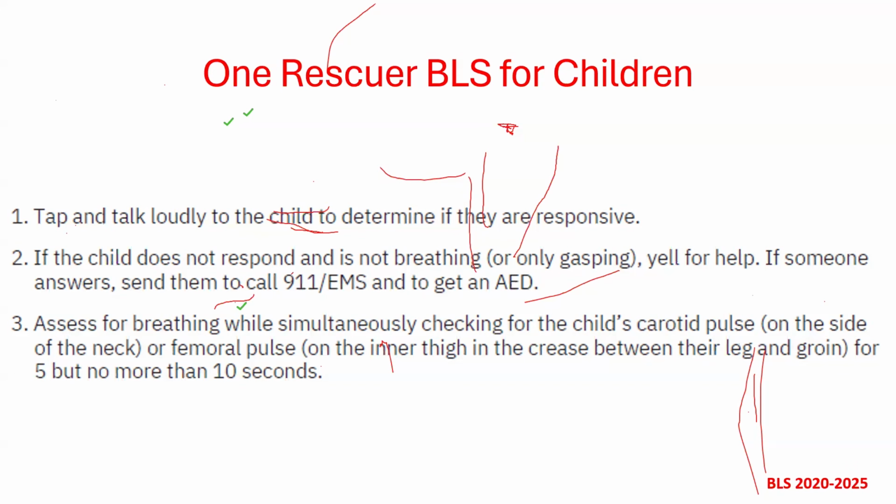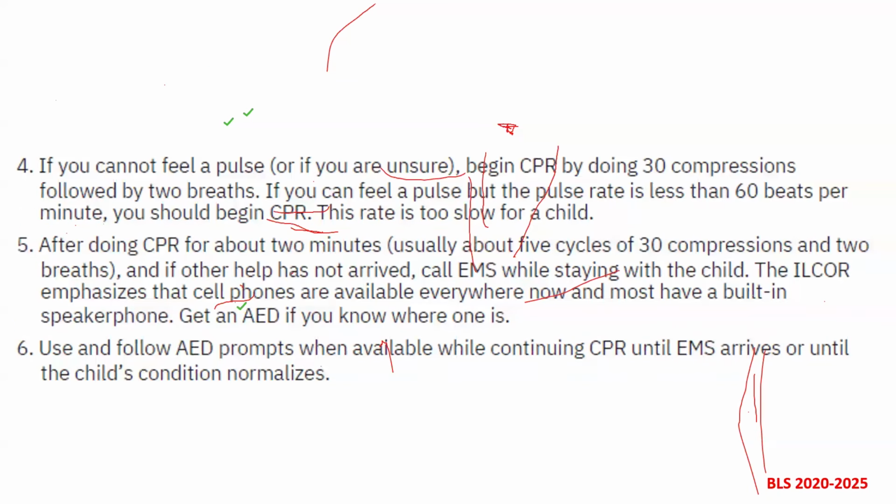On the inner thigh, in the crease between the leg and the groin, that's where you check the femoral pulse for 5 but no more than 10 seconds. If you cannot feel a pulse or if you're unsure, begin CPR by doing 30 compressions followed by 2 breaths. If you can feel a pulse but the pulse rate is less than 60, you should begin CPR. This rate is too slow for a child.